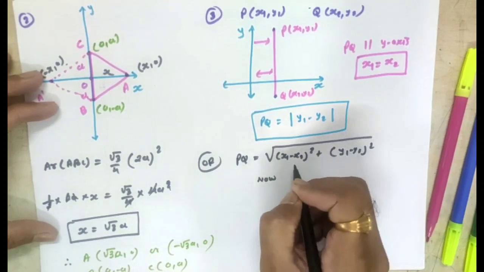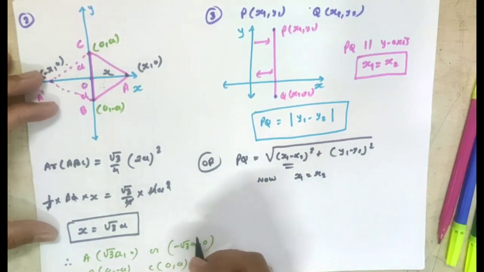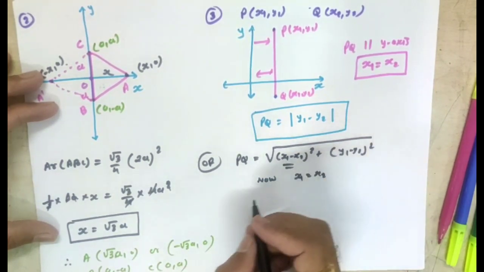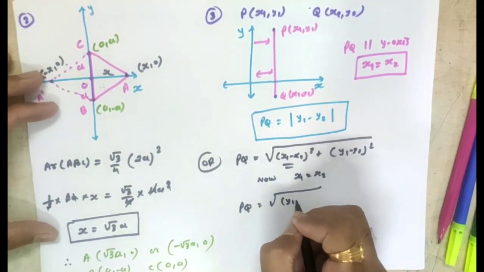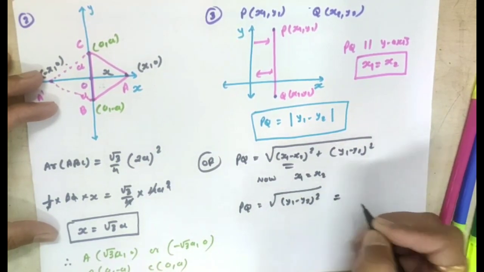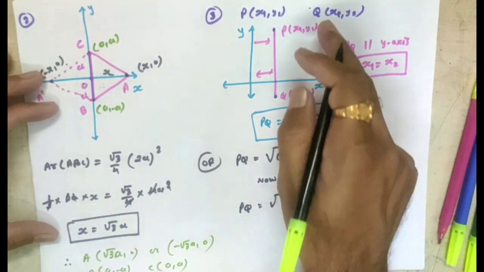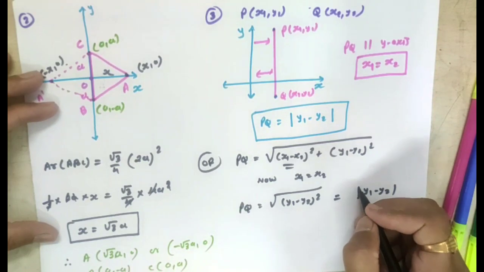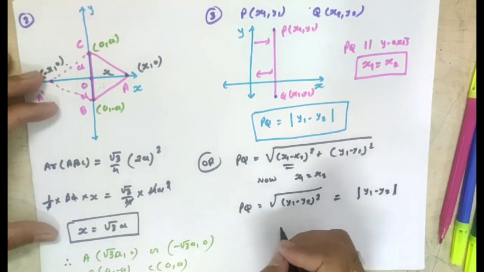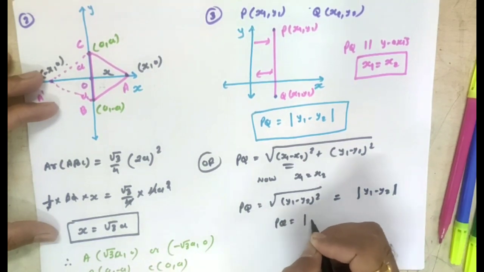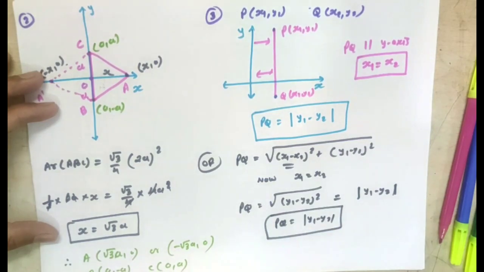Now in this formula we can take x1 equal to x2 because our line is parallel to the y-axis. So the line is parallel to the y-axis, this will be 0. So now we can write PQ equal to square root of (y1 minus y2) whole square, and this will be equal to the magnitude of y1 minus y2, because we don't know whether y1 is bigger or y2 is bigger. So you have to take the magnitude, to avoid negative distance. So PQ equals magnitude of y1 minus y2. This is our first case.